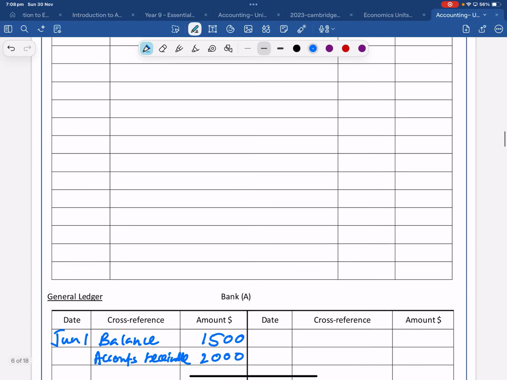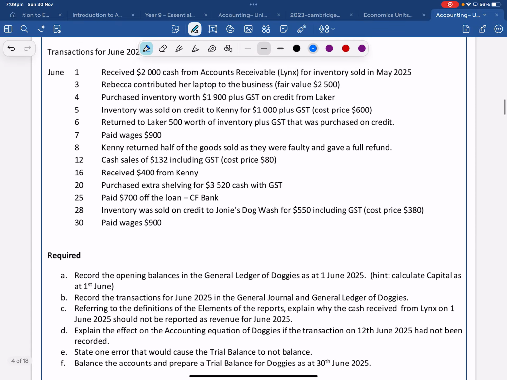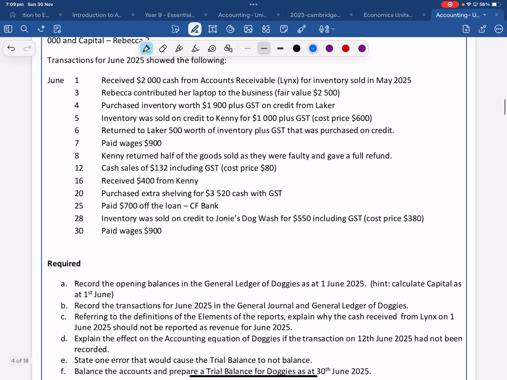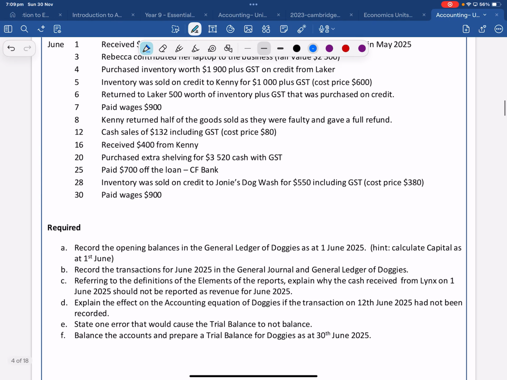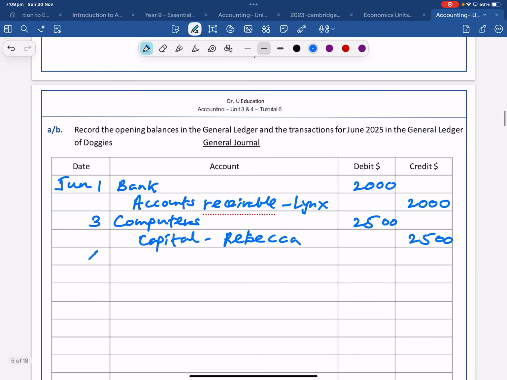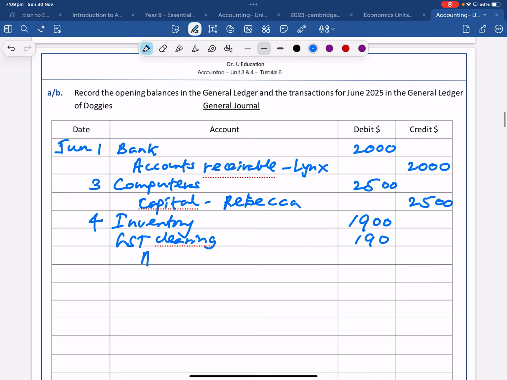Right. Purchase inventory worth 1900 plus GST on credit from Laker. So what's the double entry, guys? Inventory, GST clearing. Inventory, accounts payable. 1900. GST clearing also debit 90. And then you credit the accounts payable, Laker, 2090.